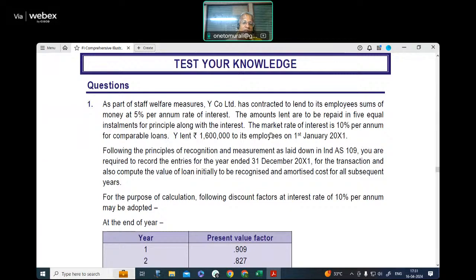Following the principles of recognition and measurement as laid down in Ind AS 109, you are required to record the entries for the year ended 31st of December X1 for the transaction and also compute the value of loan initially to be recognized and amortized cost for all subsequent years. For the purpose of calculation, following discount factors at interest rate of 10% per annum may be adopted.